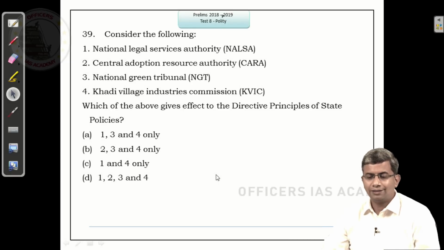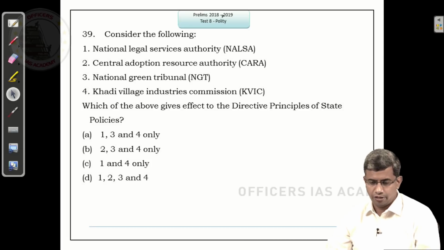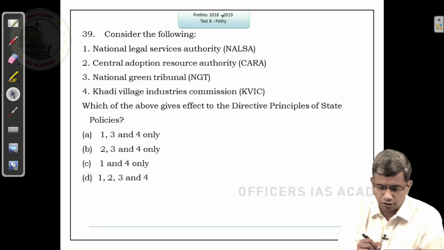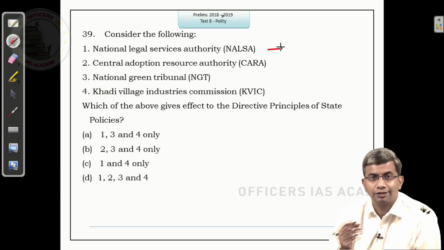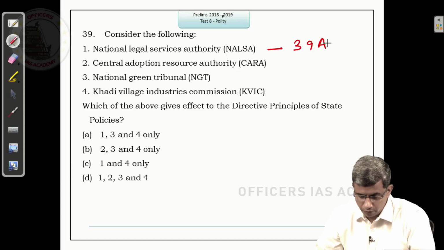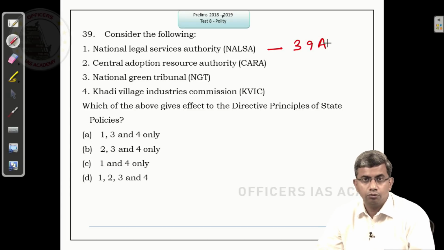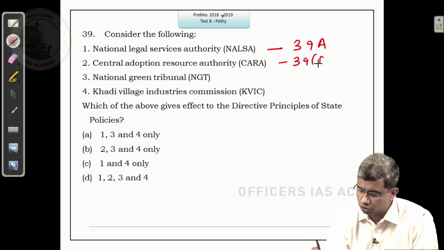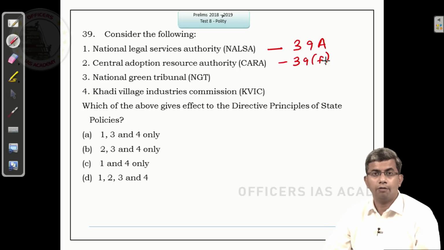Consider the following: National Legal Service Authority (NALSA), Central Adoption Resource Authority (CARA), National Green Tribunal (NGT), Khadi Village Industries Commission (KVIC). Which of the above gives effect to directive principles of state policy? NALSA is for assisting free legal aid, Article 39A. CARA is to regulate the adoption of children, 39F, because children should not be left because of moral or material abandonment. So adoption is one way they can be protected from this.